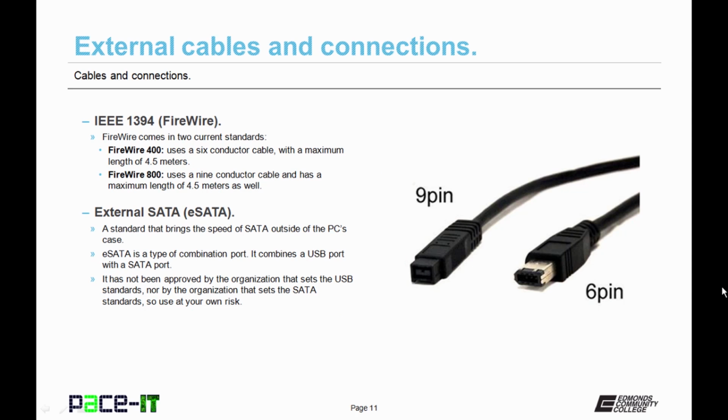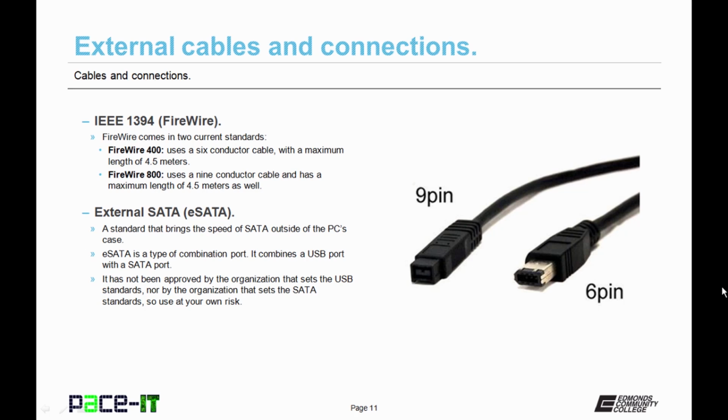Let's move on to the IEEE 1394 cable and connections. This is FireWire. Now, FireWire comes in 2 current standards. There's FireWire 400, which uses a 6-conductor cable with a maximum length of 4.5 meters. Then there's FireWire 800. It uses a 9-conductor cable and has a maximum length of 4.5 meters as well.